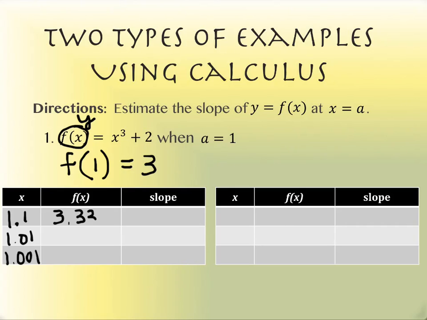3.331. The second one is 3.03031. And then the last one is 3.003003. And then, of course, it has more after that, but we're just going to go with 6 decimal places.